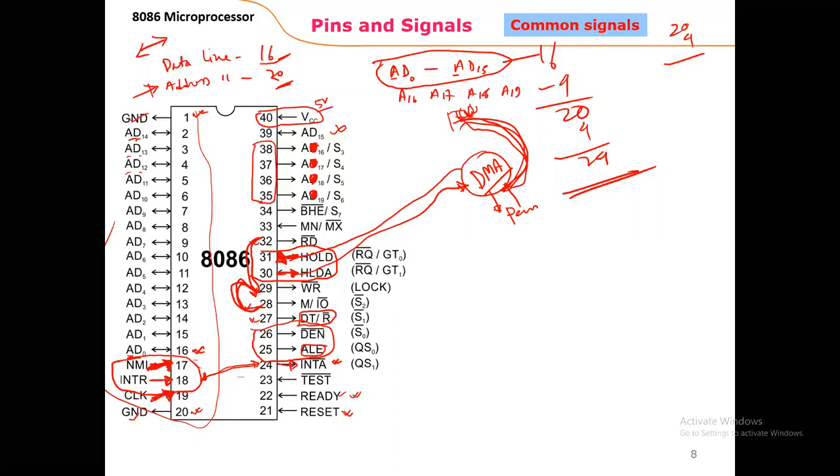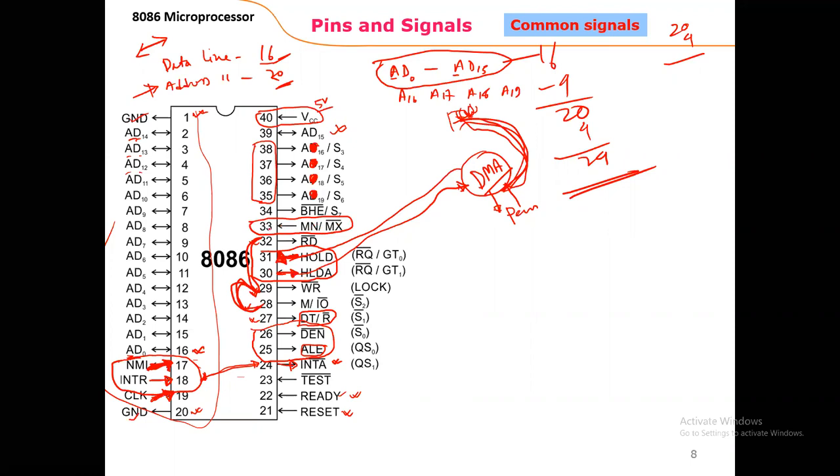Yes, sir. So this uses HOLD and HLDA, hold acknowledgement. This is the incoming signal and this is the outgoing signal. And this is the minimum and maximum pin. This is a very important pin, pin number 33. Clear? Pin number 33 is the minimum and maximum pin.